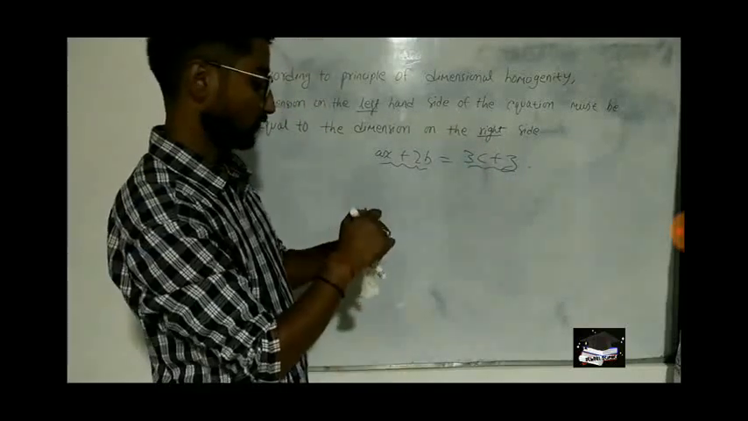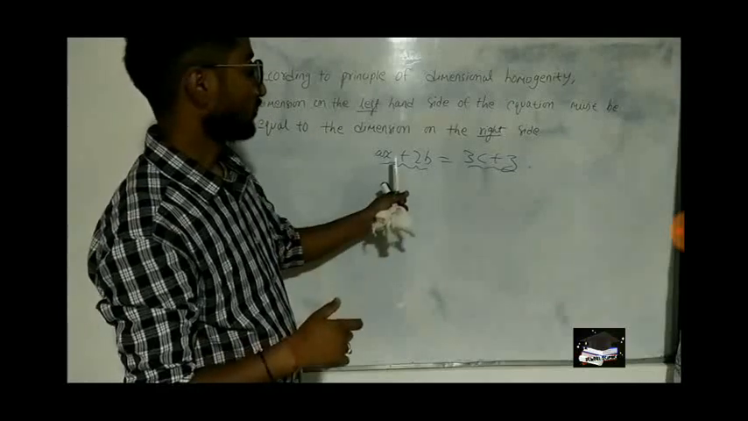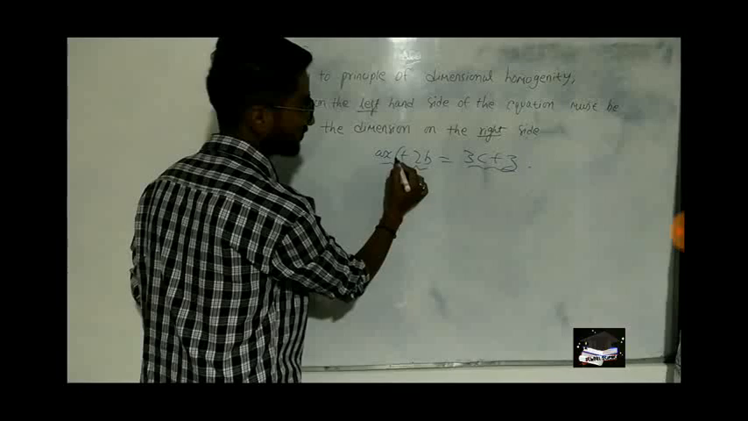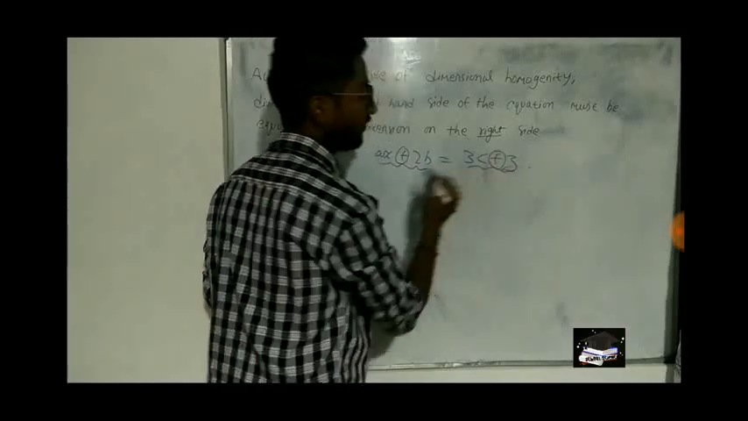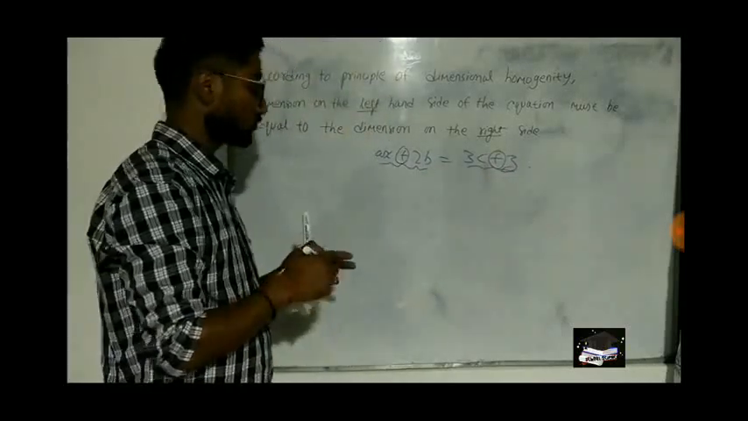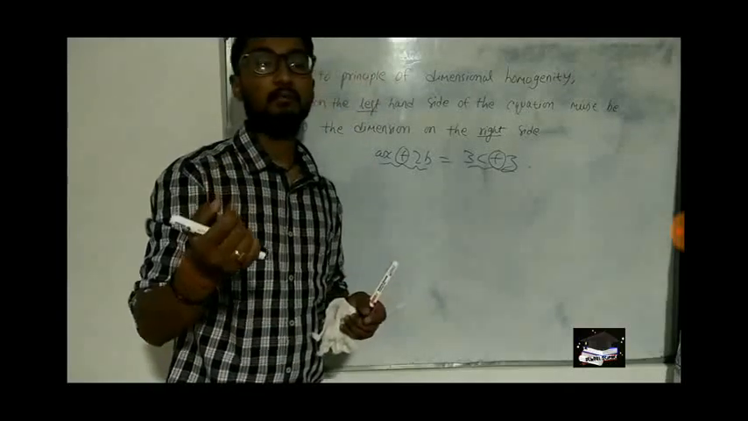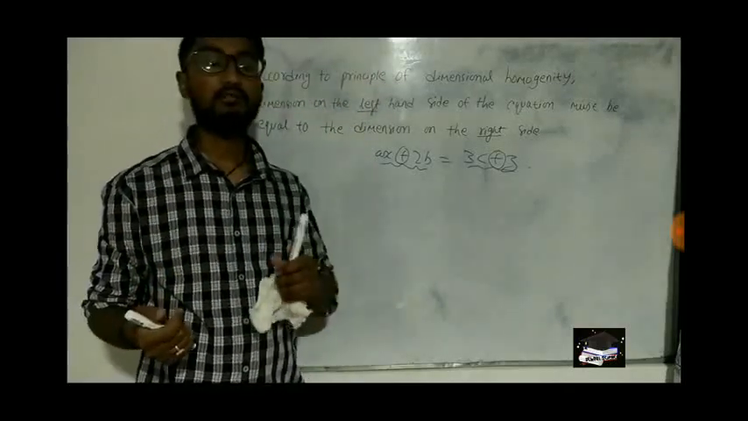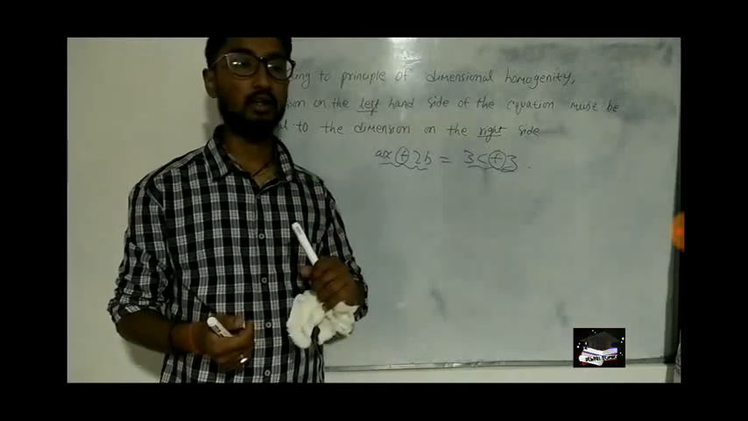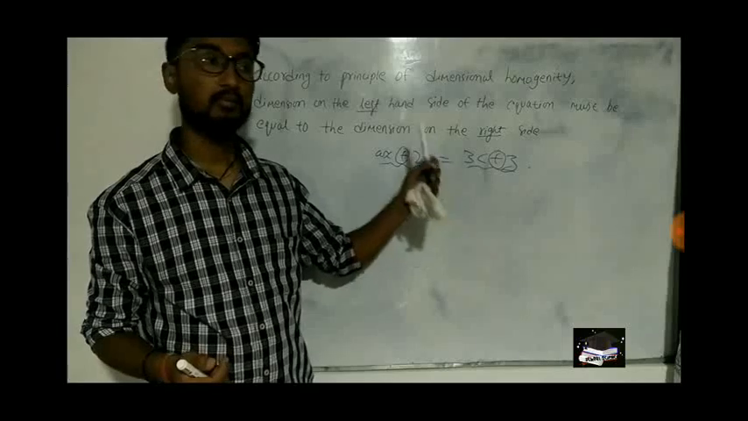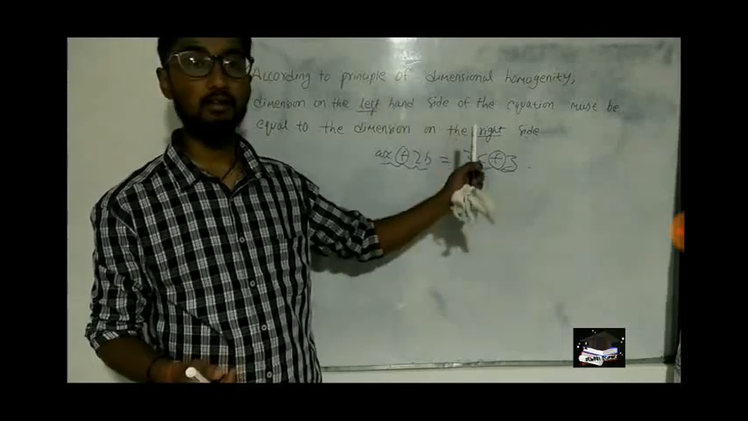In this context, let us also understand. Look at this sign. There are two plus signs. So it also explains one thing: two quantities can be added or subtracted only if the dimensions are the same. Only if the dimensions of two physical quantities are the same can they be added or subtracted.